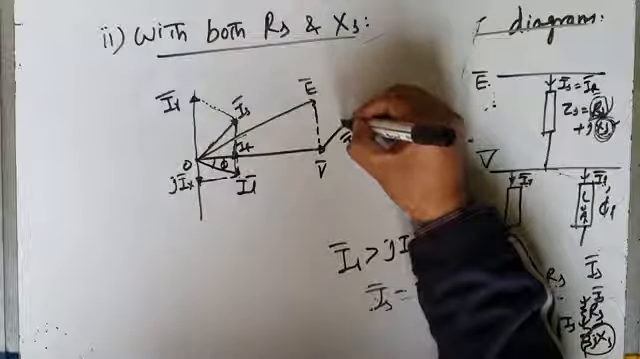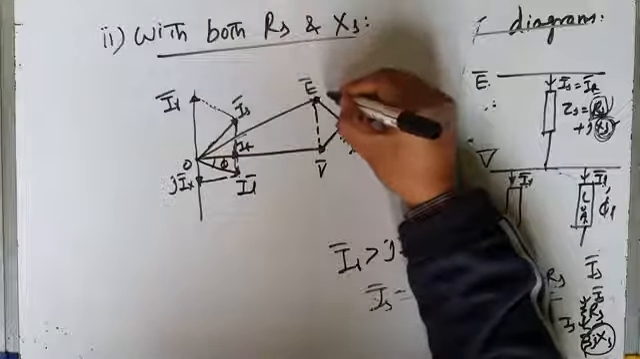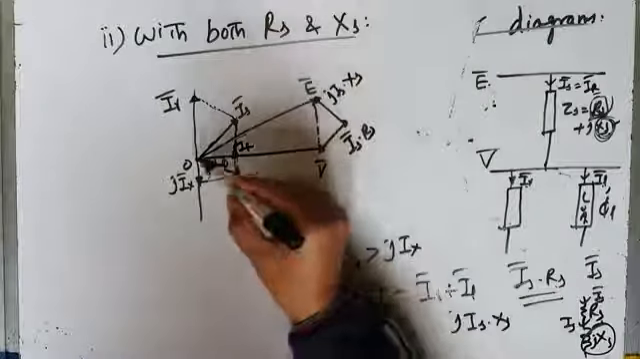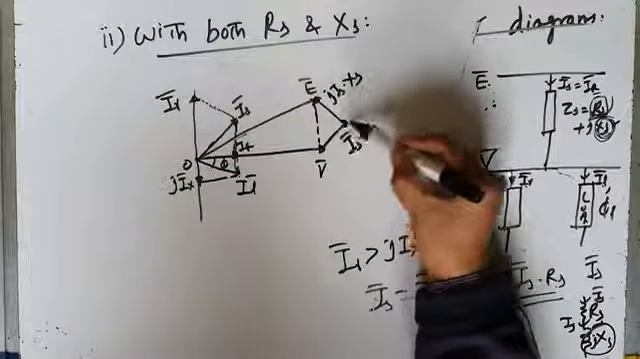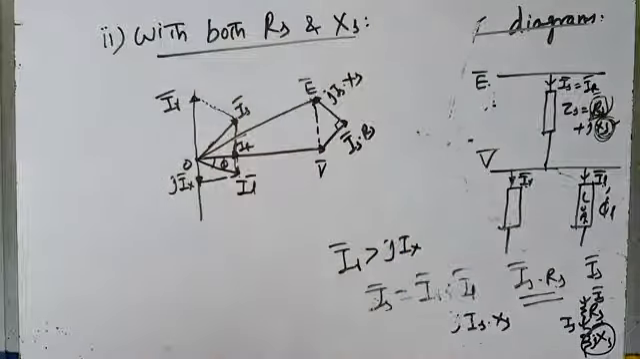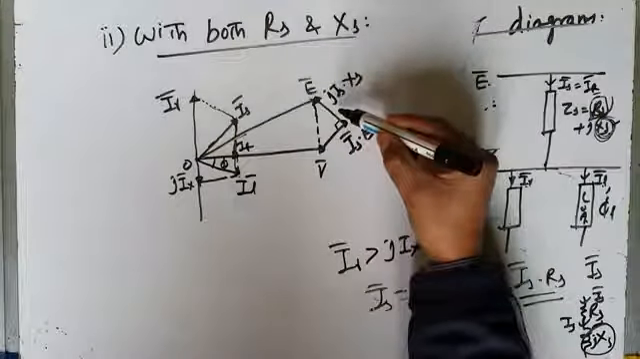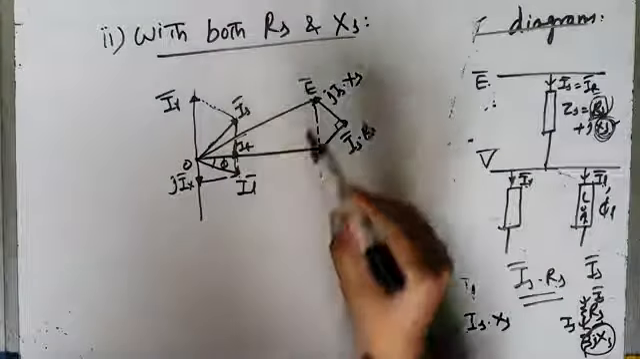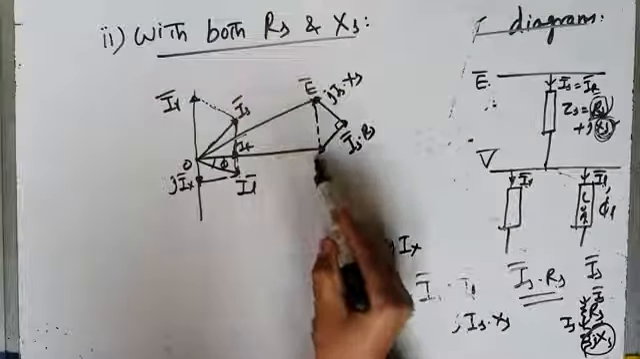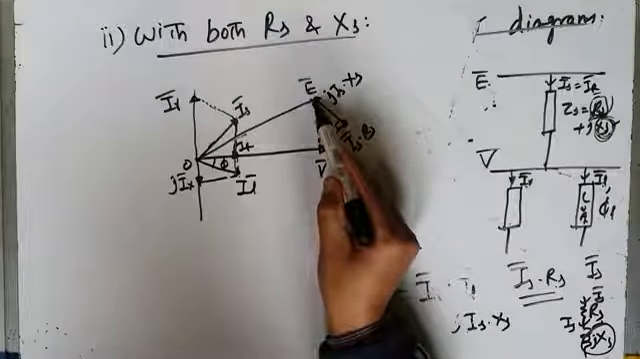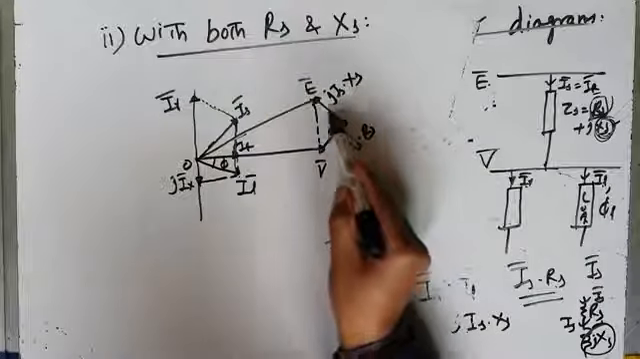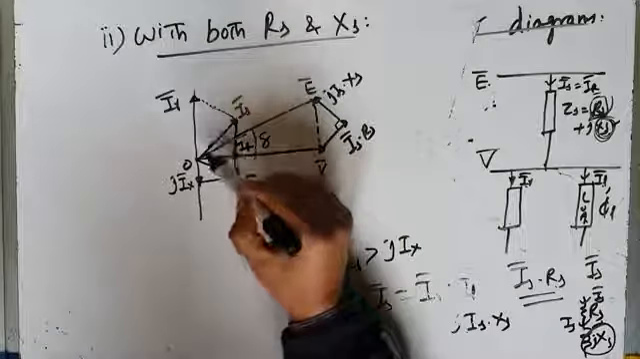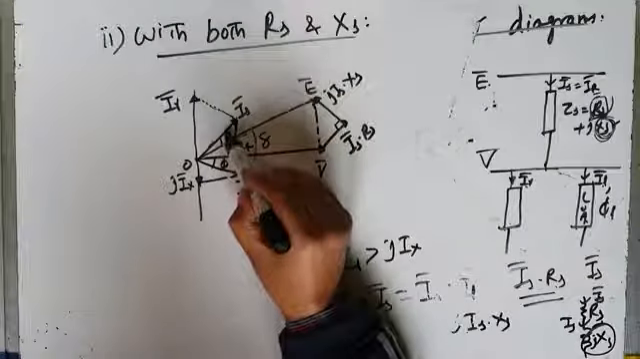So therefore, where will your JIS be? This will be JIS into XS. It is at 90 degrees to current. If this is your current, this is also current, because this is parallel to this. So this angle is 90 degrees. So this reactive voltage drop is at 90 degrees to the current. So therefore, this is your E. What is E? E is V plus ISRS plus JISXS. So this is V, this is ISRS, JISXS, and this is E. E leads V by delta, and you can see IS leads E by phase angle phi S.